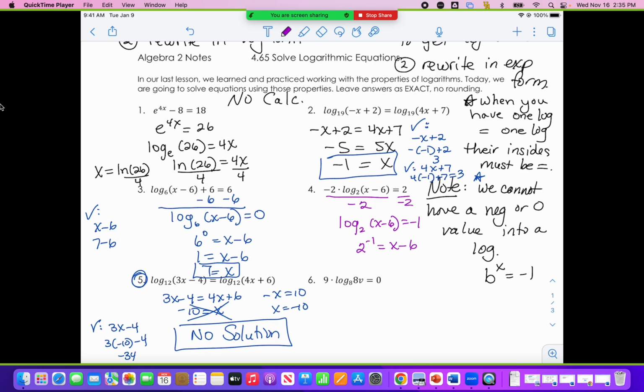What's 2 to the negative 1? 1/2. So I'm getting 6.5 equals x. We've got to go check that. 6.5 minus 6 is positive, so I'm good.